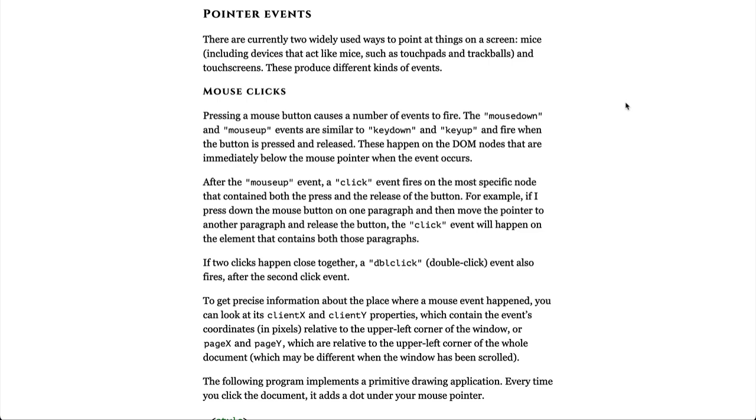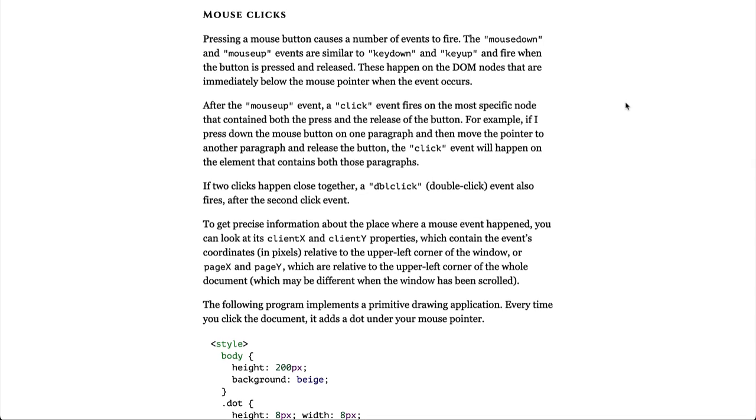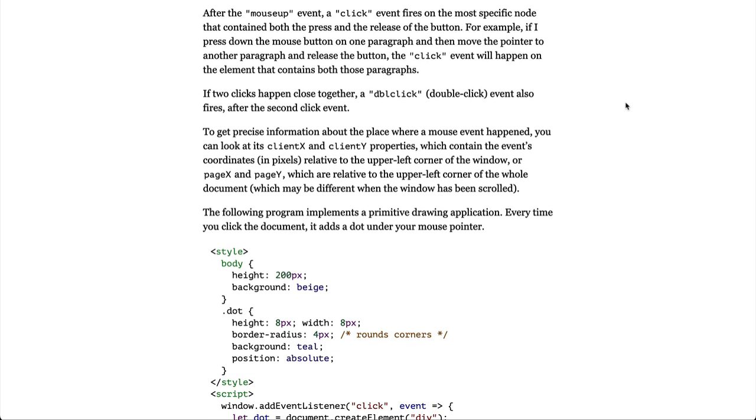Pointer events. There are currently two widely used ways to point at things on a screen: mice, including devices that act like mice, such as touchpads and trackballs, and touchscreens. These produce different types of events. Mouse clicks. Pressing a mouse button causes a number of events to fire. The mousedown and mouseup events are similar to keydown and keyup, and fire when the button is pressed and released. These happen on the DOM nodes that are immediately below the mouse pointer when the event occurs. After the mouseup event, a click event fires for the most specific node that contains both the press and the release of the button.